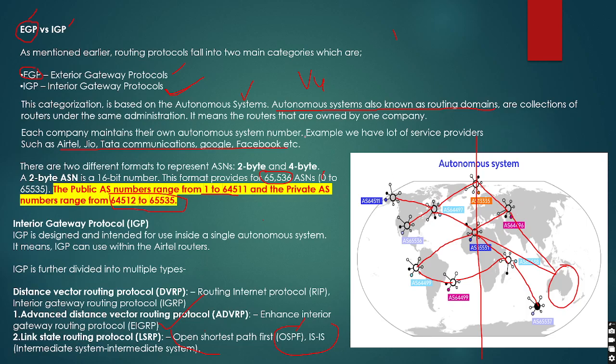Any questions so far? If it's clear, I will start digging more into IGP, starting with OSPF.